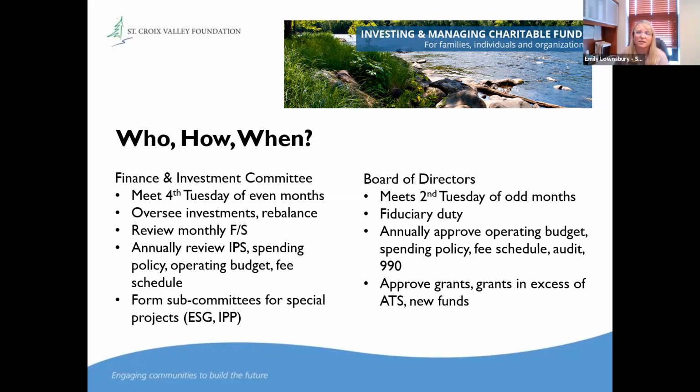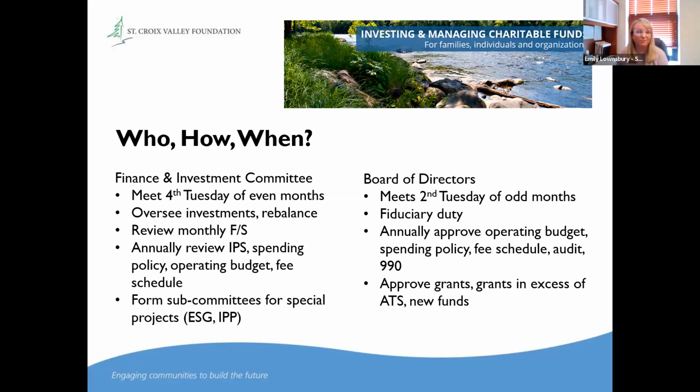It's important to note that while F&I has been delegated the task to do all of those things, the St. Croix Valley Foundation Board of Directors actually has the ultimate fiduciary responsibility over those investments. And that probably came through in the videos if you've watched those. The tasks are part of the committee's work, but the overall fiduciary responsibility is the actual board of the St. Croix Valley Foundation.